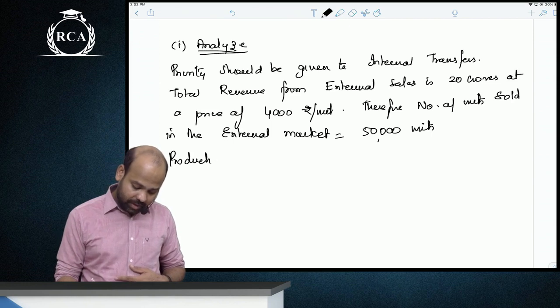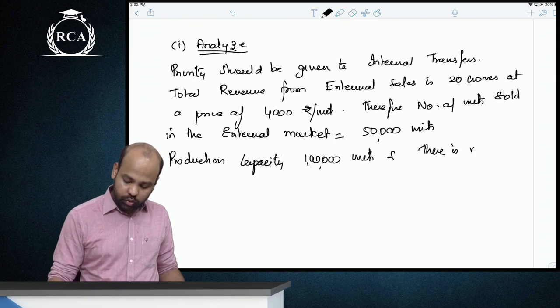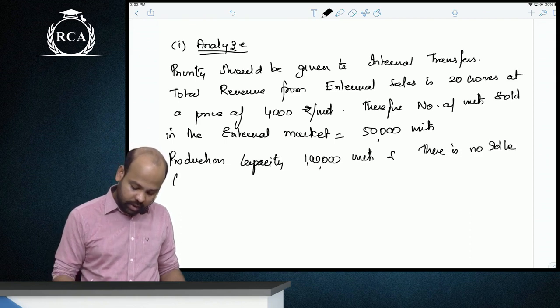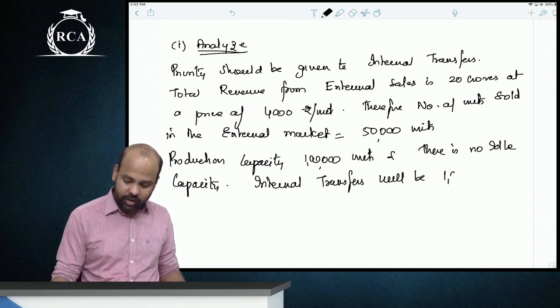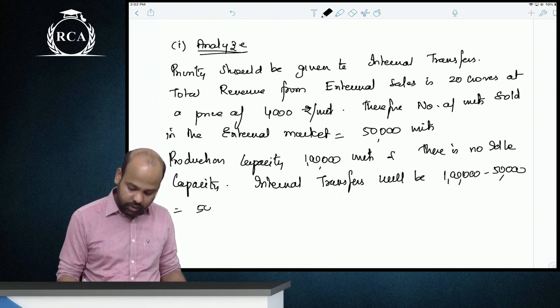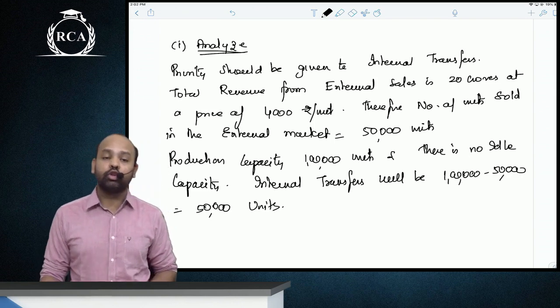Production capacity, beta, is 1 lakh units, and there is no spare capacity. And there is no idle capacity, guys. We are utilizing our capacity fully as such, guys. So, guys, internal transfers, beta, will be for 1 lakh minus 50,000, guys, that is 50,000 units. Yes or no? Yes sir, internal transfers as such, beta, would be for 50,000 units.